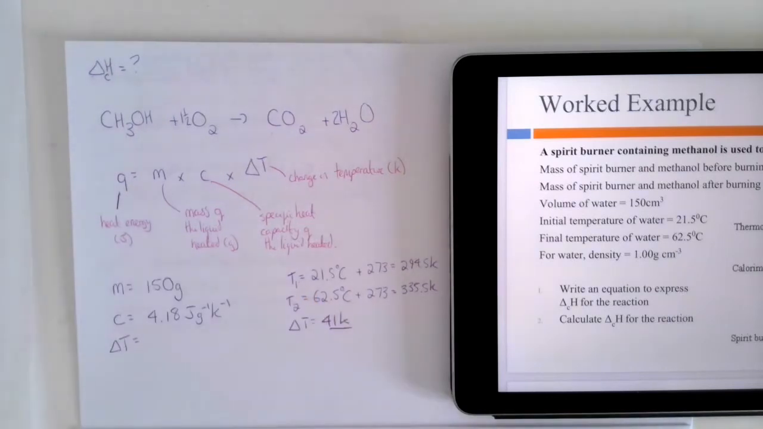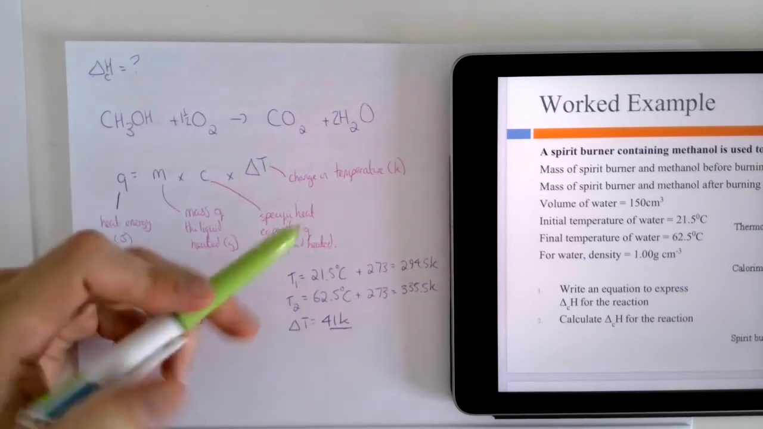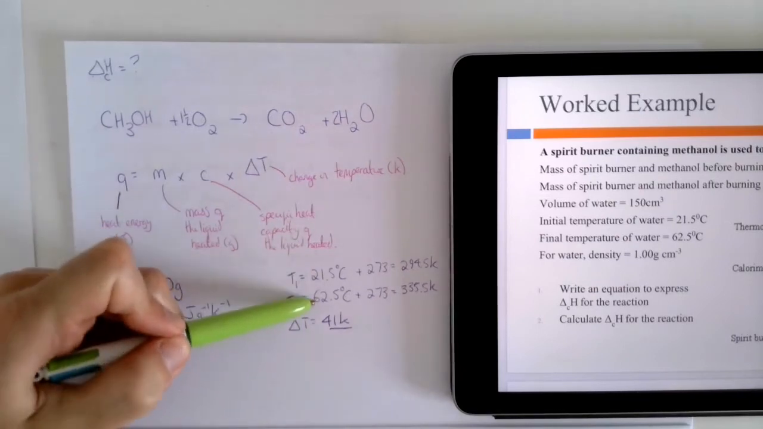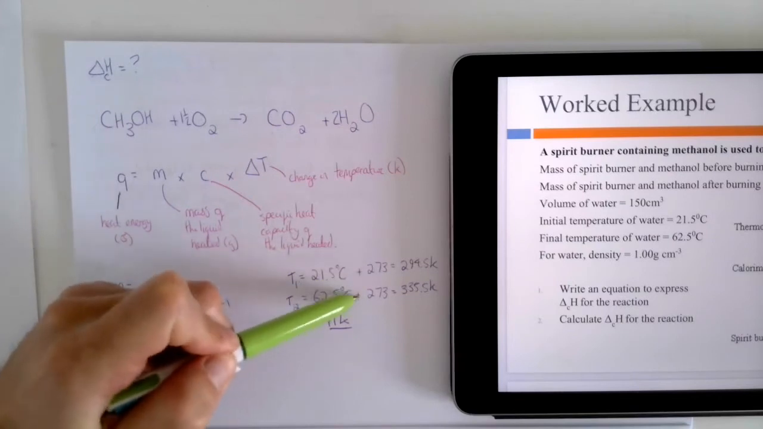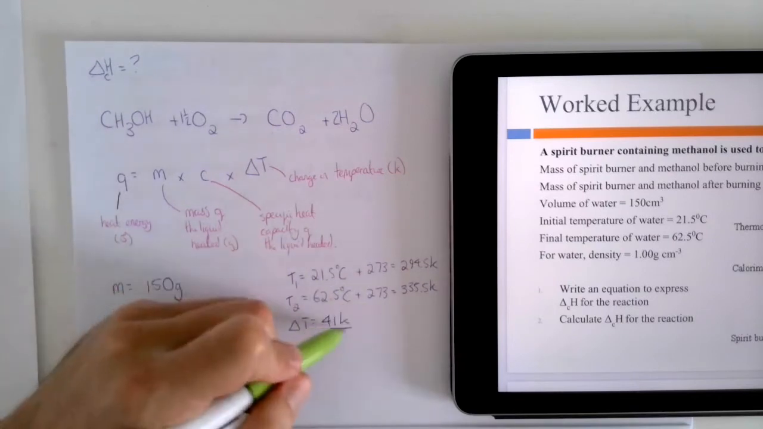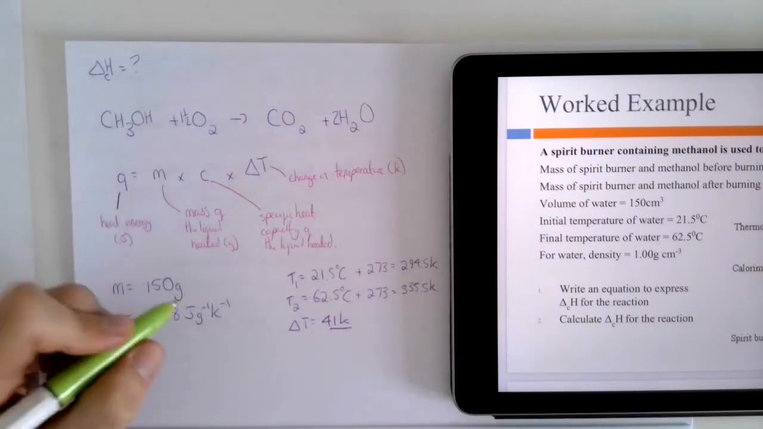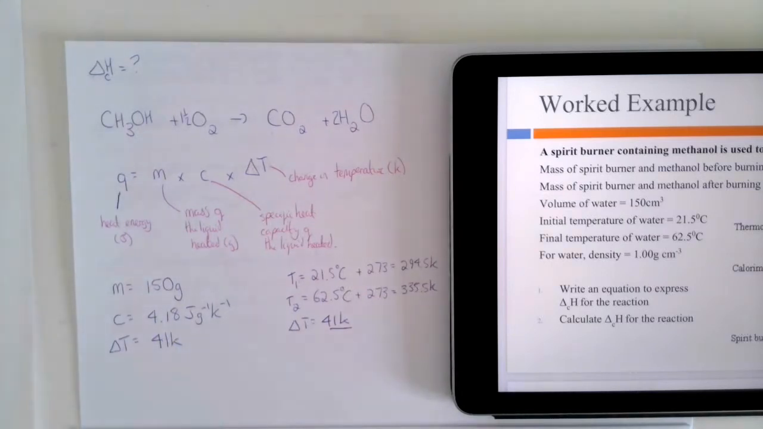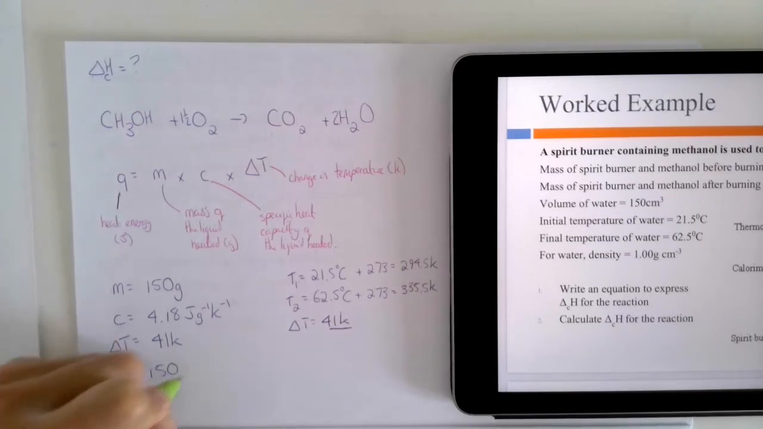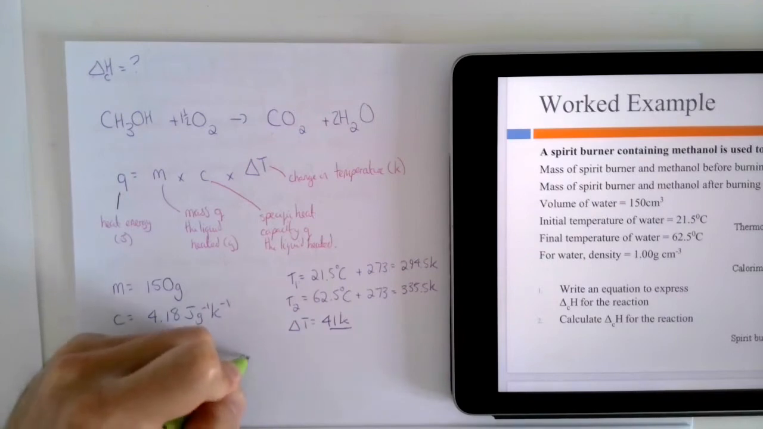Now, I did it the long way, converting the units to show it needs to be in Kelvin. But actually, because we're doing a change in temperature, we could just do the difference between these two numbers, because in each case we're adding 273. But overall, the change in temperature is 41 Kelvin. So we can now work out Q. Q is 150 times 4.18 times 41.